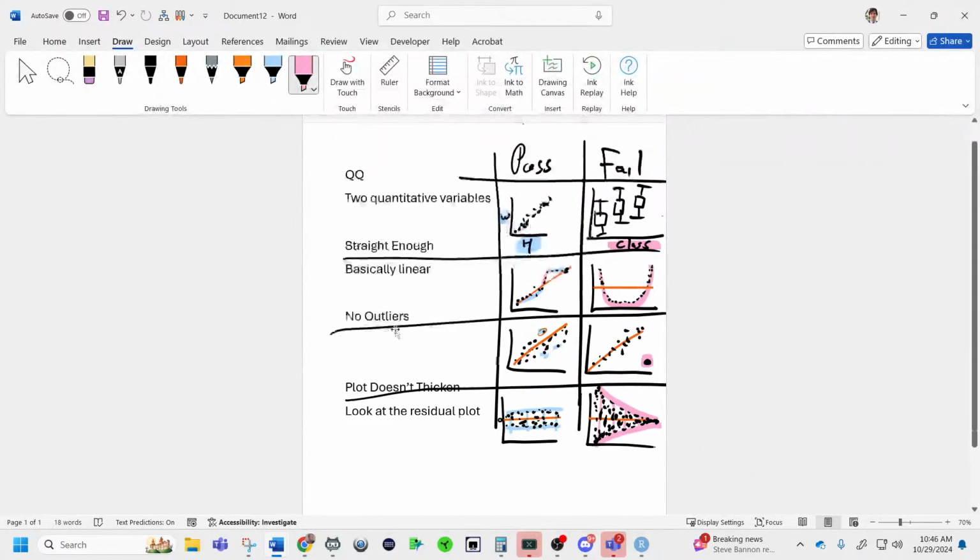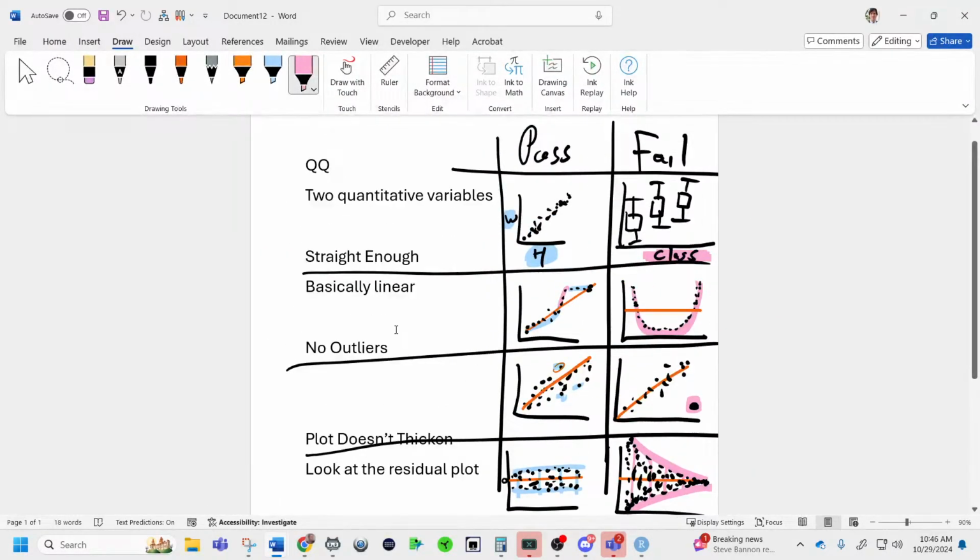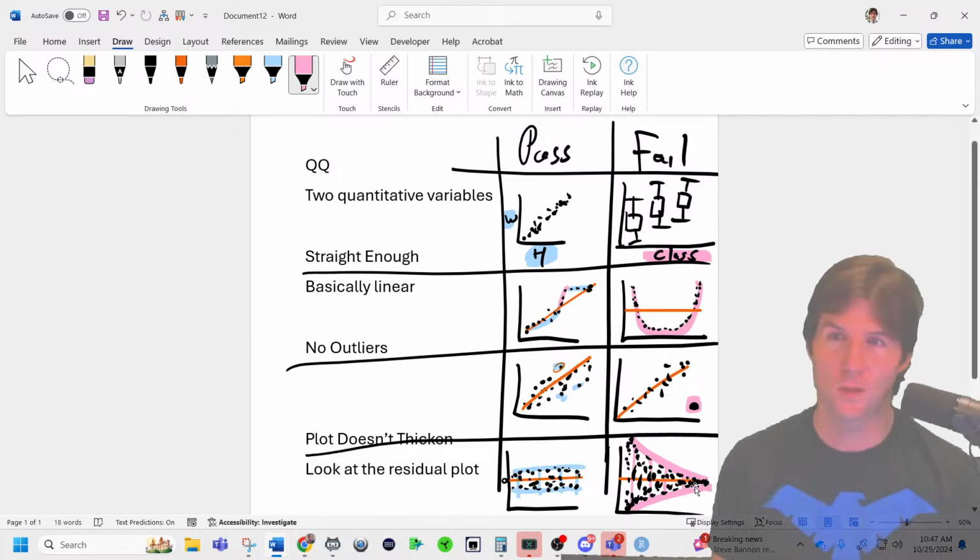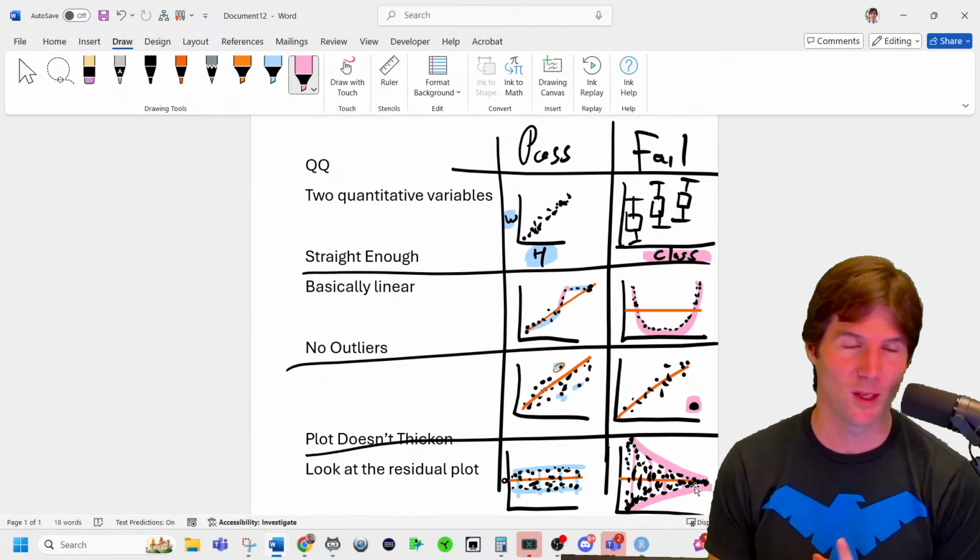So here are the 4 regression conditions: QQ straight enough, no outliers, plot doesn't thicken, all shown to you visually when we fail the QQ, when we fail straight enough, when we fail the no outliers, and we fail plot doesn't thicken by looking at the residual plot. That is the 4 conditions for checking regression in Stat 201.